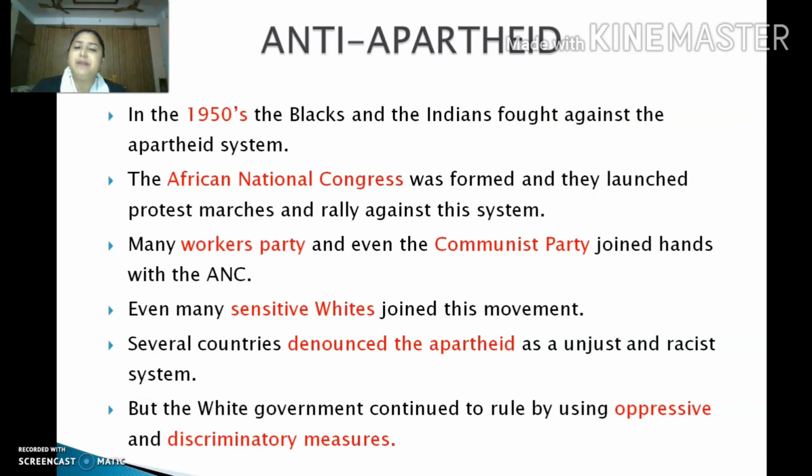Okay, so there were many countries of the world who denounced apartheid as an unjust and racist system, including India. Many countries condemned this apartheid system to be an unjust system, a system based on racial discrimination. But of course, although many people criticized it, although it was unjust and racist, and people were suffering, still the white government continued to rule by using oppressive and discriminatory measures. The white government thought of not changing at all.